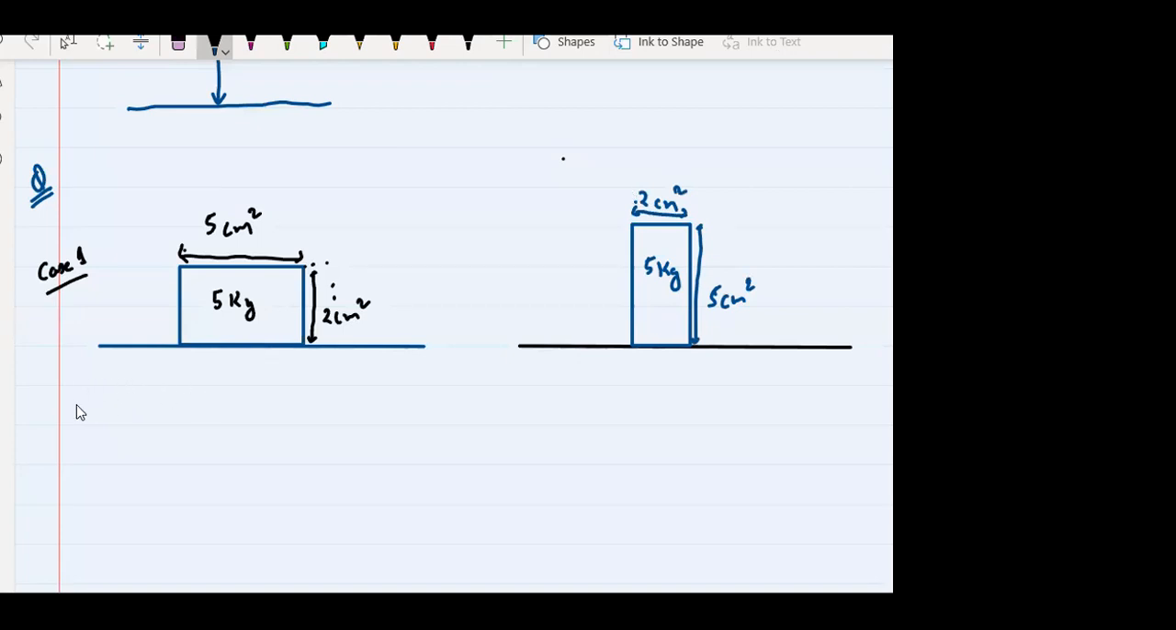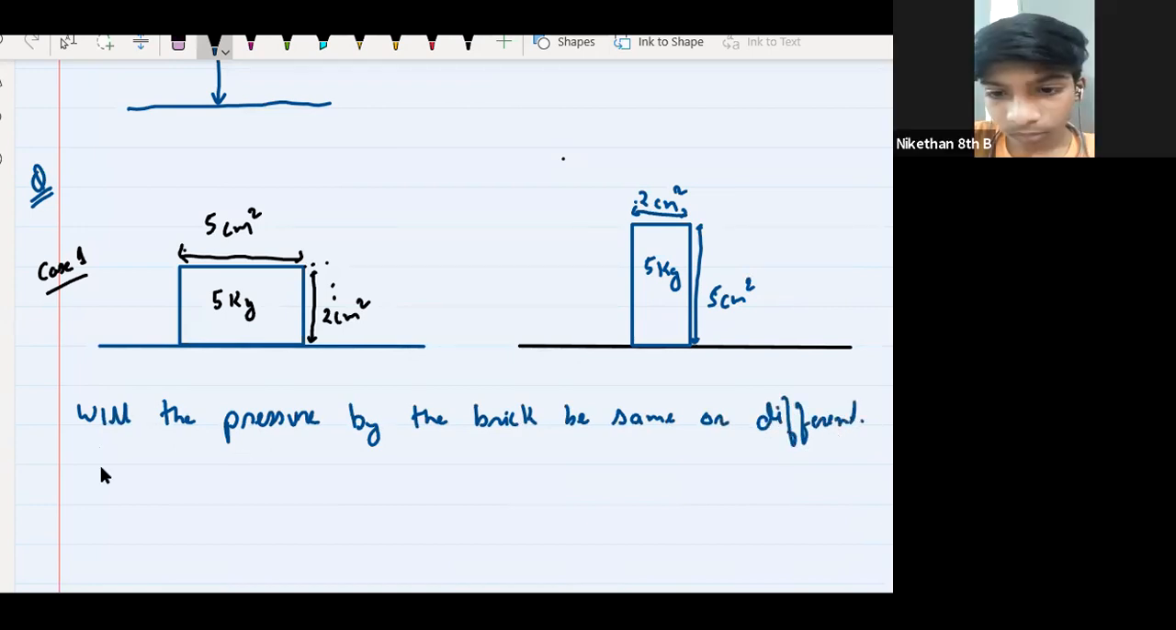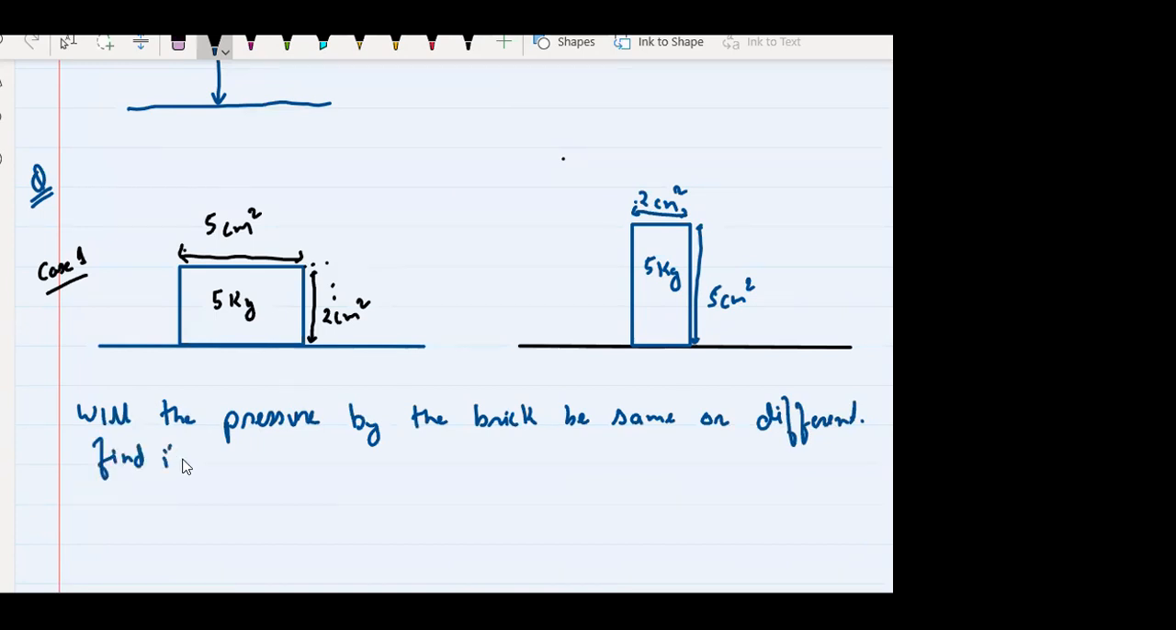Will the pressure by the brick be the same or different? Find it, step by step, everyone. You have to find what the pressure is. So I will solve this. Don't worry, I will solve this for you guys.